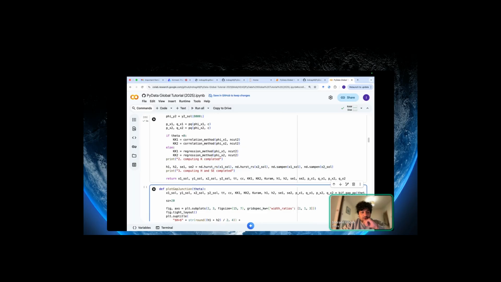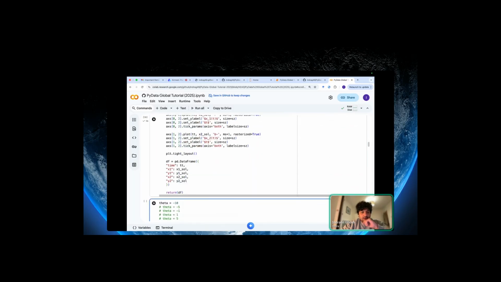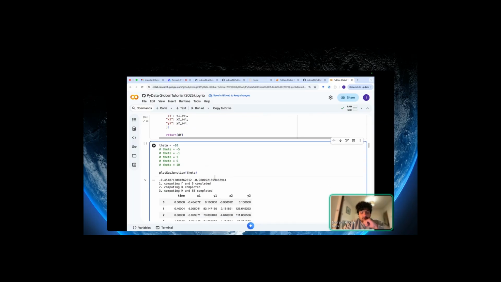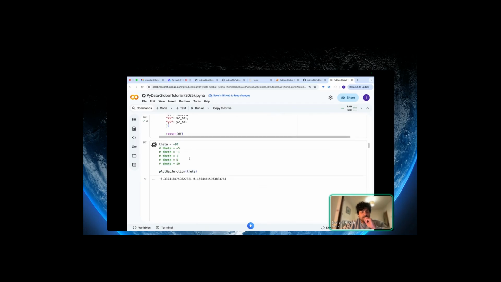So to run these codes in Google Colab, it takes 1.5 minutes. If you run this cell for a particular theta, I'm choosing -10, which is an inhibitory coupling strength, so the two neurons are highly inhibitory to each other. So if you run this, it's going to execute soon. So it's running. Gives me a break to drink some water.